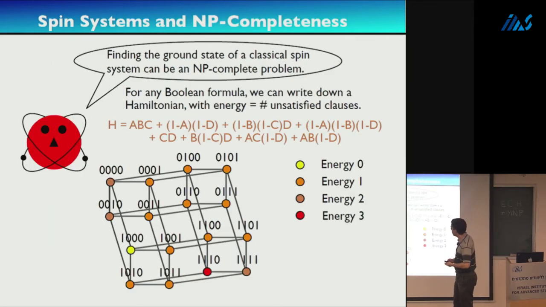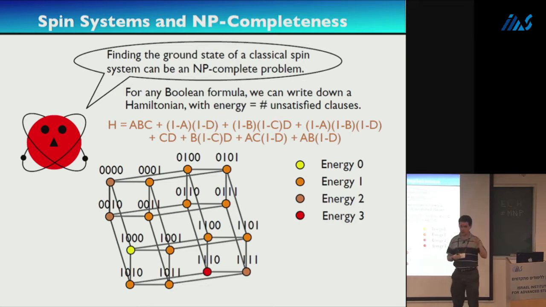Okay, so I mentioned that the reason that NP complete problems are hard is very similar to the reason that spin glasses are glassy. And you can make that even more precise by showing that for certain types of spin glass Hamiltonians, finding the ground state energy is actually an NP complete problem. So how do we prove NP completeness? Well, we want to take any problem in NP and write it as an example of this problem. In particular, it's enough to take an NP complete problem like satisfiability and write it as an example of finding the ground state energy of a classical spin system. So how do we do that?